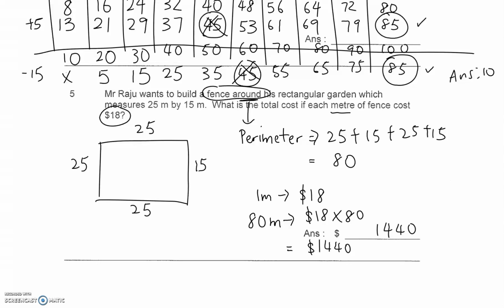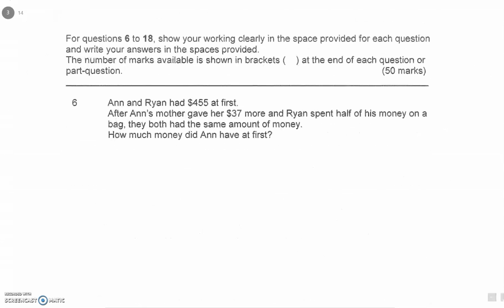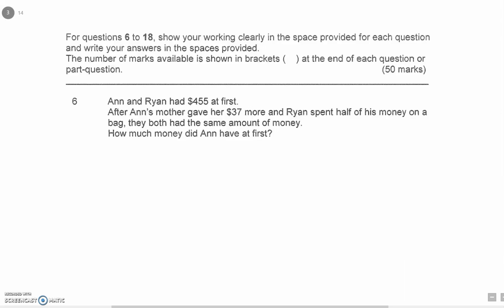Okay. Question 6. Anne and Ryan had $455 at first. Now, another meaning for "at first" would be "before". Then after that, something happens. After Anne's mother gave her $37 more, Ryan spent half. They both had the same amount of money.